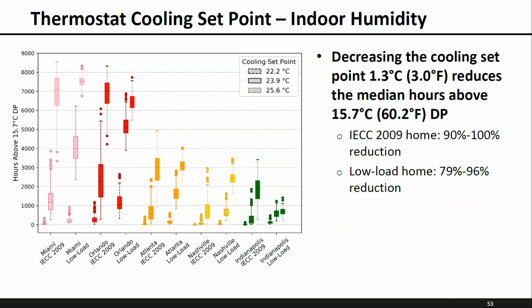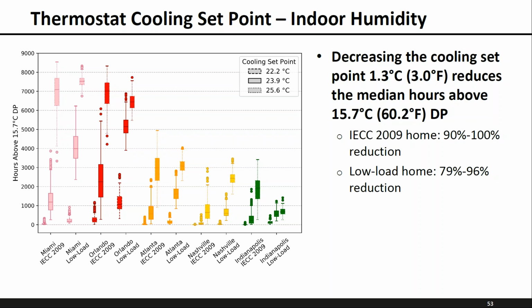Moving on to thermostat cooling set point. So in this plot, we're showing again the same homes as moisture buffering for the 3 different cooling set points investigated. We looked at 22.2 degrees C, 23.9, and 25.6. And these correspond to 72, 75, and 78 degrees Fahrenheit. So as we kind of expect, lowering the thermostat does reduce the dew point in homes because lowering the thermostat obviously results in additional air conditioner runtime, reducing the humidity.